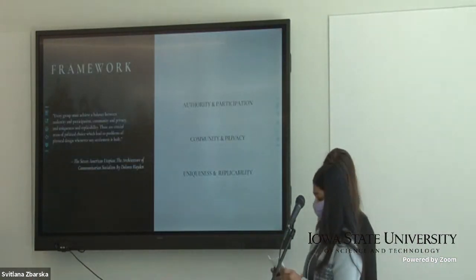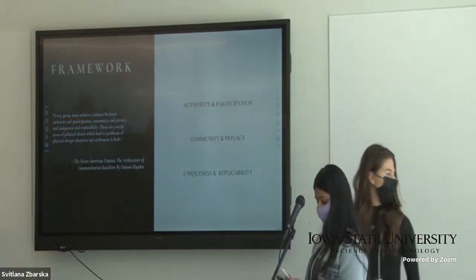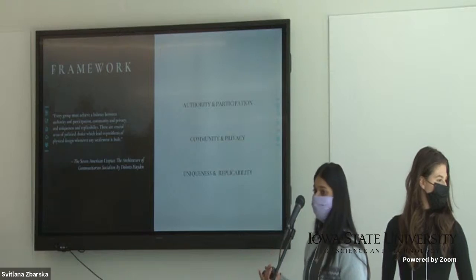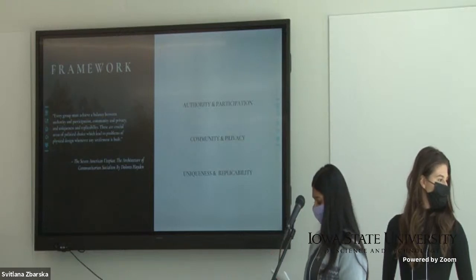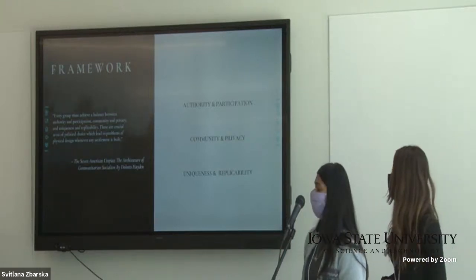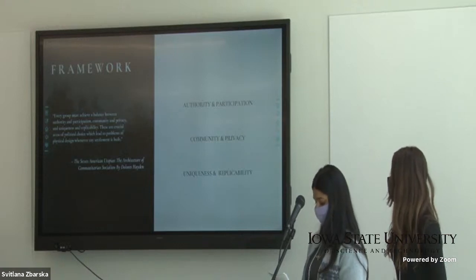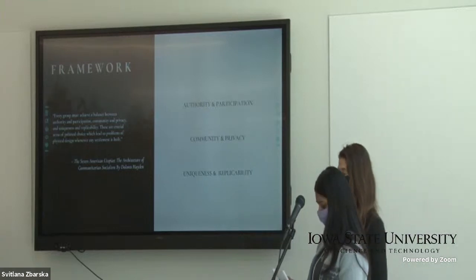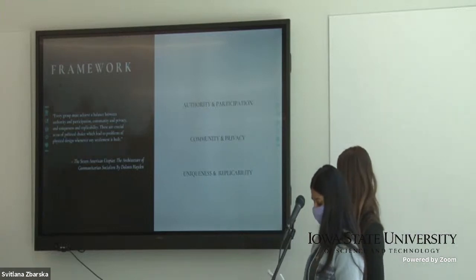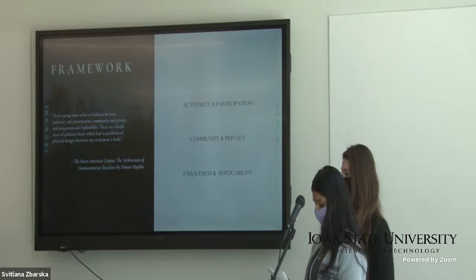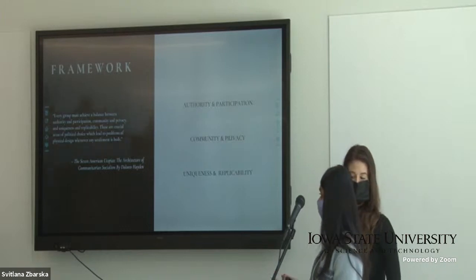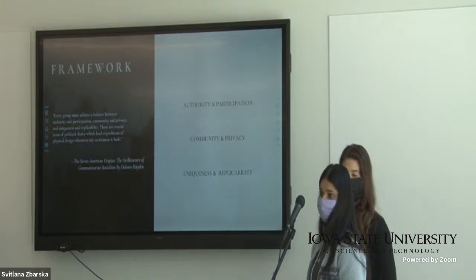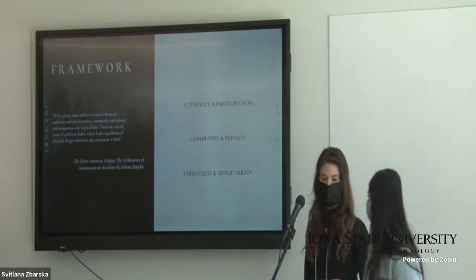The author of Seven American Utopias, Dolores Hayden, states that every group must achieve a balance between authority and participation, community and privacy, and uniqueness and replicability. These are crucial areas of political choice which lead to problems with physical design whenever any settlement is built. Our research uses these three categories as a framework to establish a relationship between the social organization of the intentional community group and their motivation towards leading a more sustainable lifestyle.